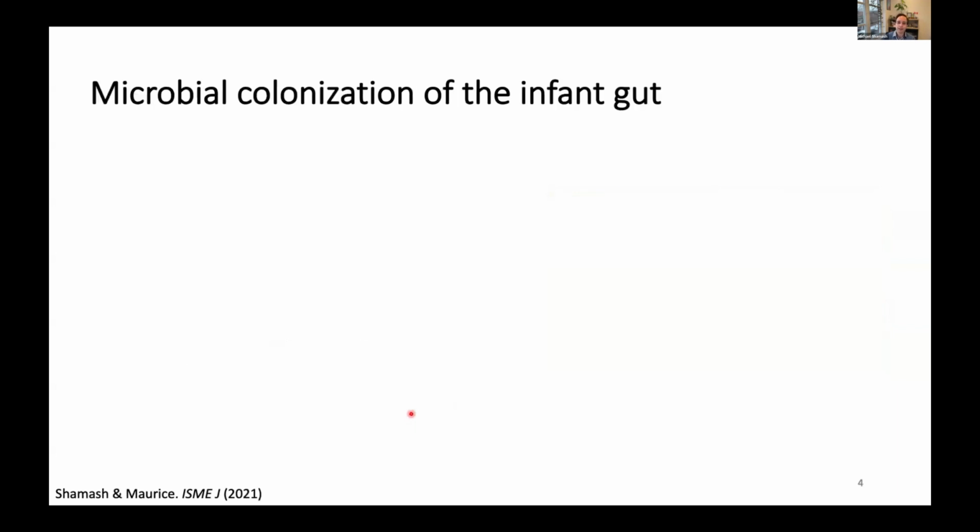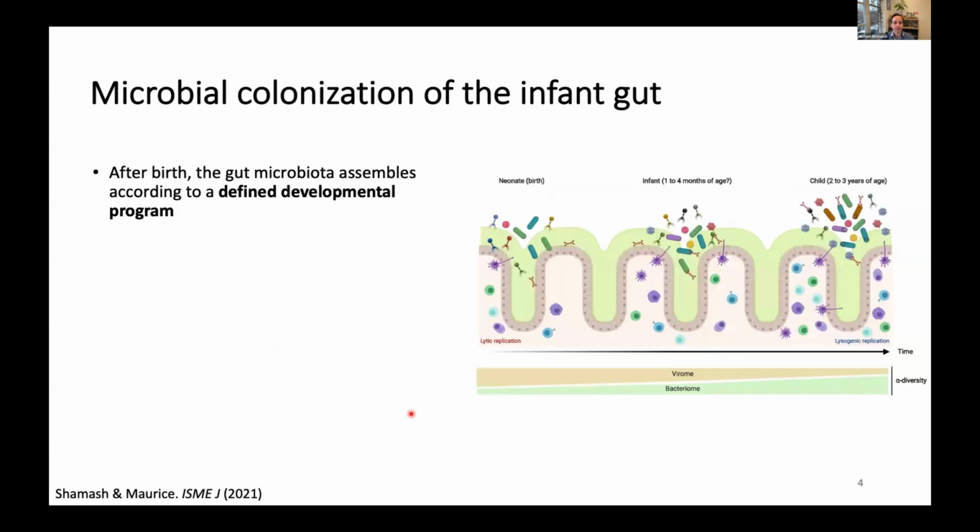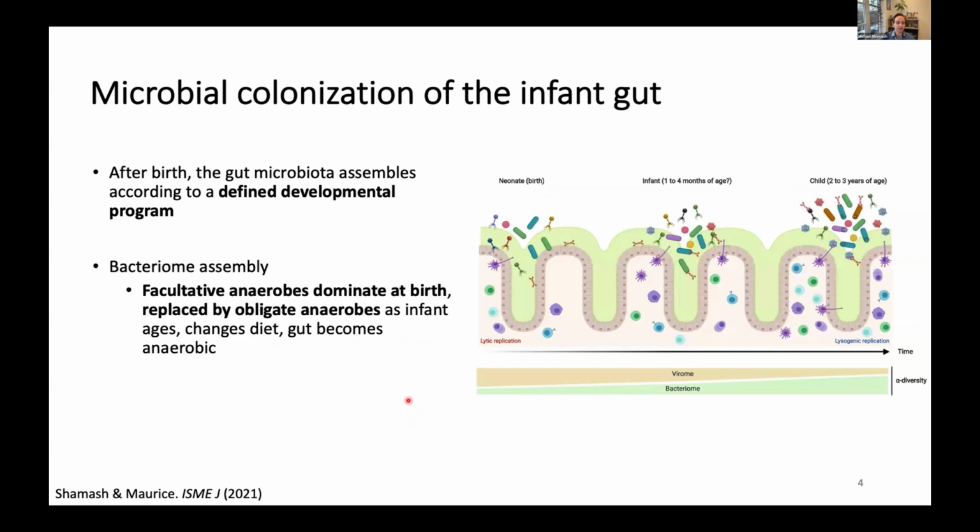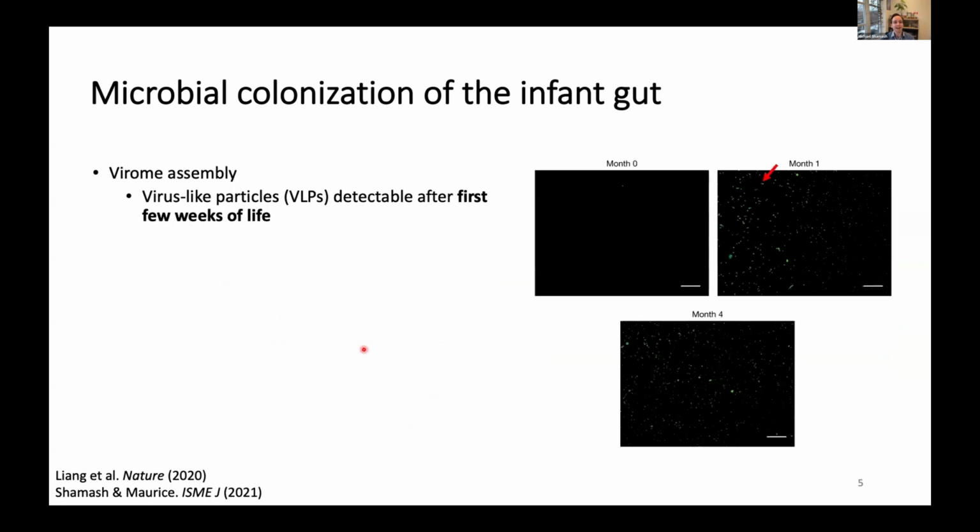But if we look at early life and when the gut microbiota really begins to assemble, studies have shown that the gut microbiota assembles according to a defined developmental program where for the gut bacterium, facultative anaerobes really dominate first at birth, and these are slowly replaced by obligate anaerobes as the infant ages and they change their diet. But of course, we're all here for the phages today, so let's get into the virome side of things.